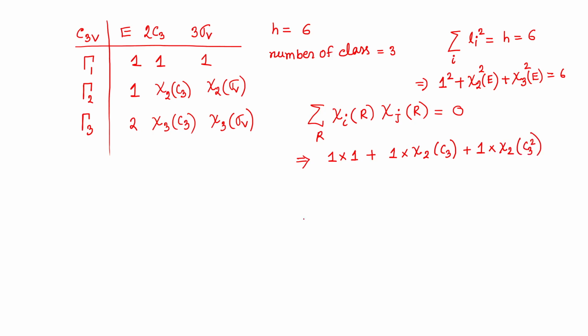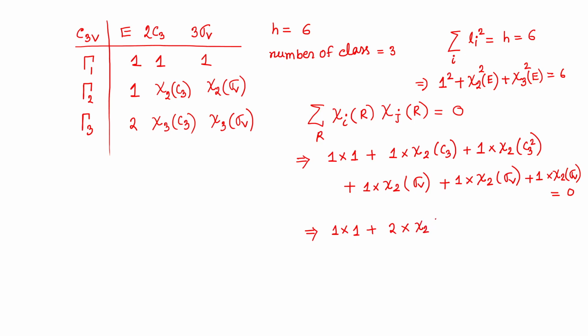Okay, what I am trying to say. And also obviously there is 1 into chi 2 of sigma v of one kind, 1 into chi 2 of sigma v of another kind, but they belong to the same symmetry operations and hence have the same character values. So I am writing this like this just one time for your sake. So I will just write it again. So it will be 1 into 1. Actually this means 2 into chi 2 of C3.